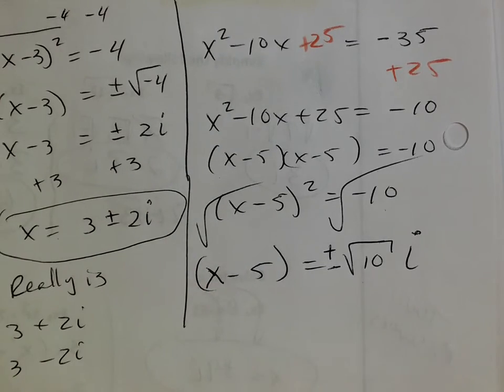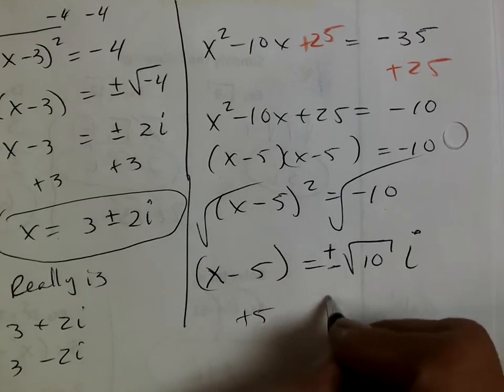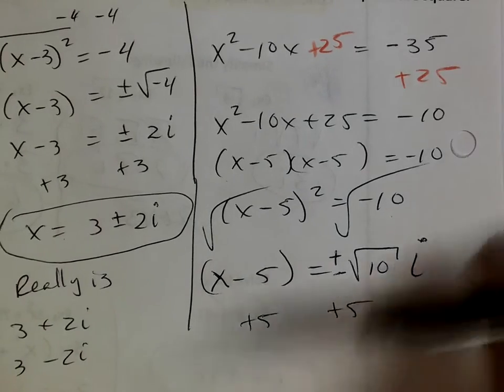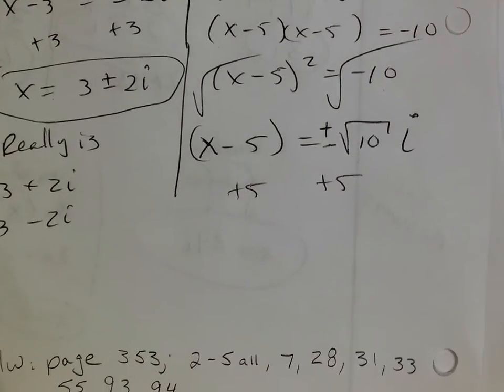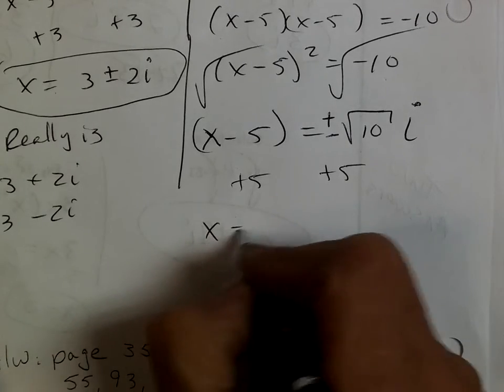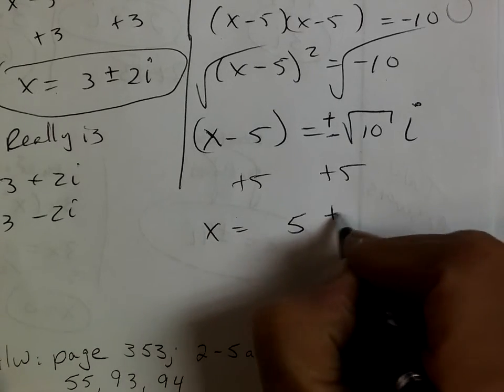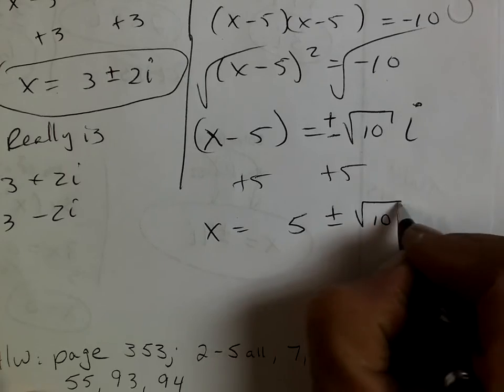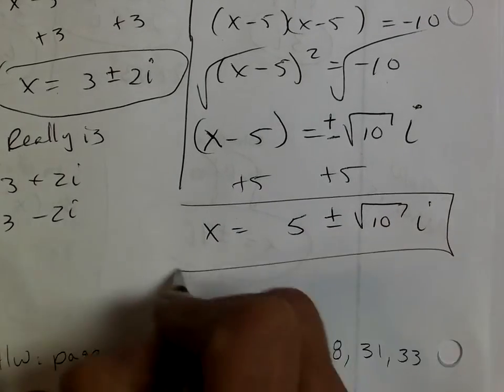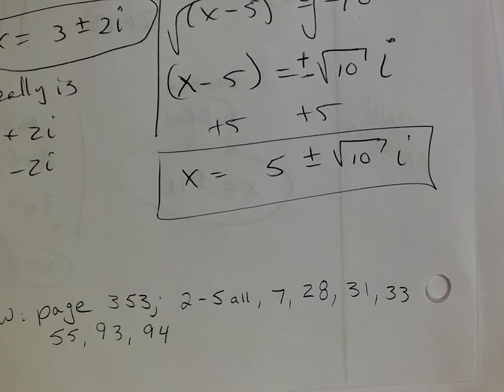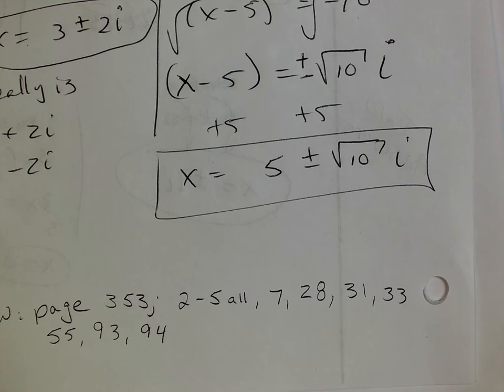So now I'm just going to go ahead and go plus 5. You cannot add these. You cannot add these. So my answer is going to be x equals 5 plus or minus the square root of 10 i. Okay. How does that look?